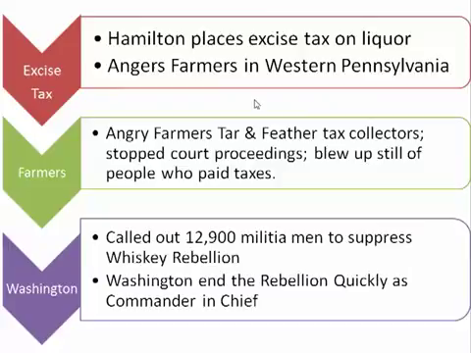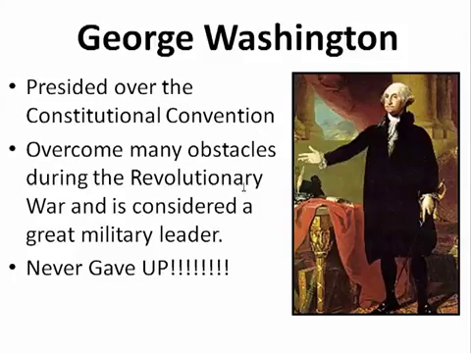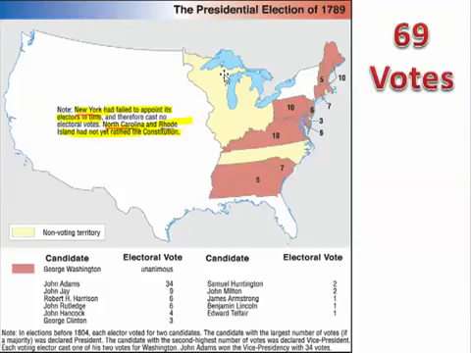Of the Constitutional Convention, overcame many obstacles during the American Revolutionary War and the crossing of the Delaware and all those obstacles he had. He never gave up. He showed leadership as a military leader. And in 1789, after the Constitution had been ratified, the first electoral college elected him unanimously President of the United States. He received 69 of the electoral college votes, and those were all of the electoral college votes.